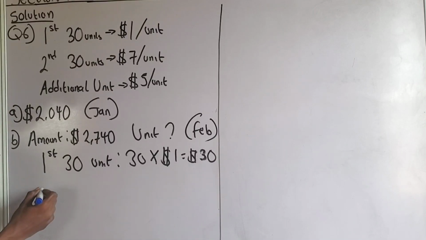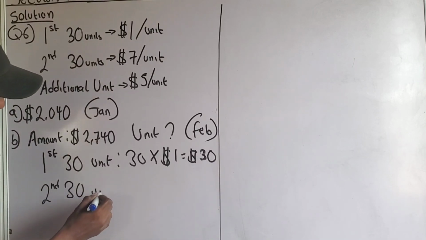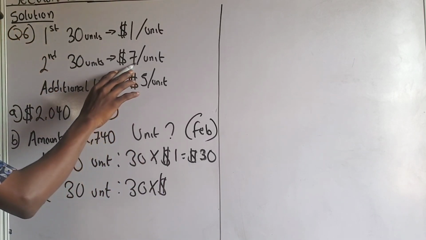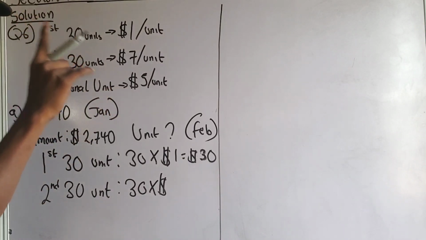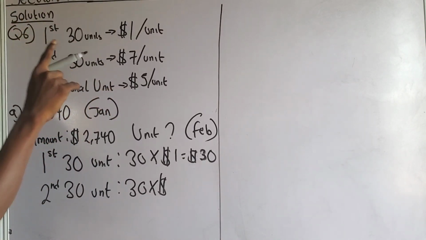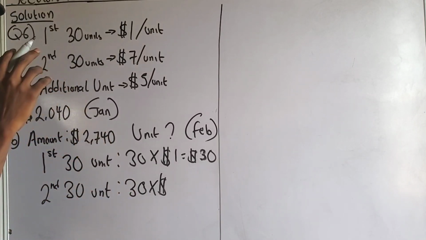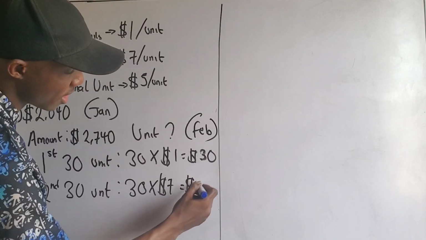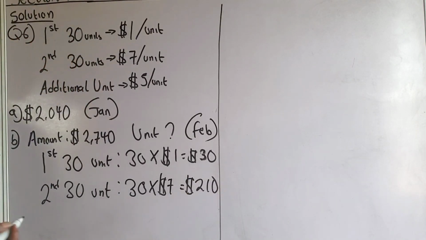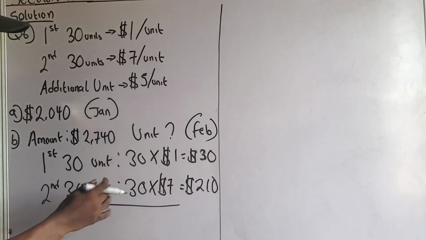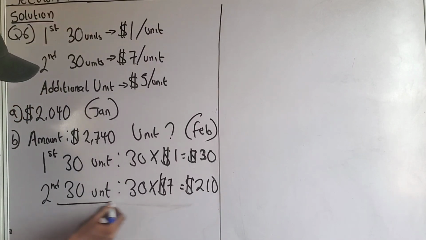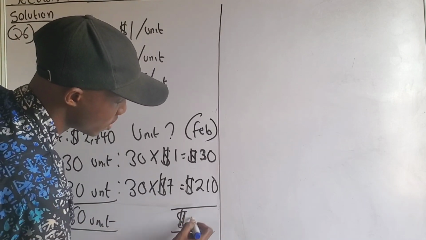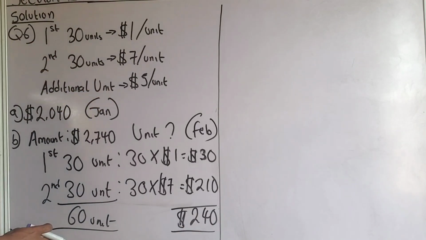Now, the second 30 units that Amaka consumed in the month of February will be 30 times $7. Are you getting it? Because the cost of 1 unit now is what? $7, and the cost of 30 units will be what? $7 times 30, that is what? $210. Please pay attention. Add this and this together. How many units have we gotten like this? That is 60 units, right? So the cost of 60 units is what? $240. The cost of 60 units is $240.